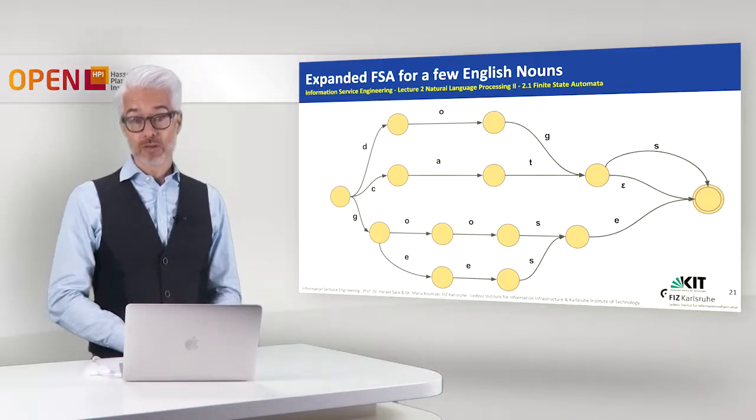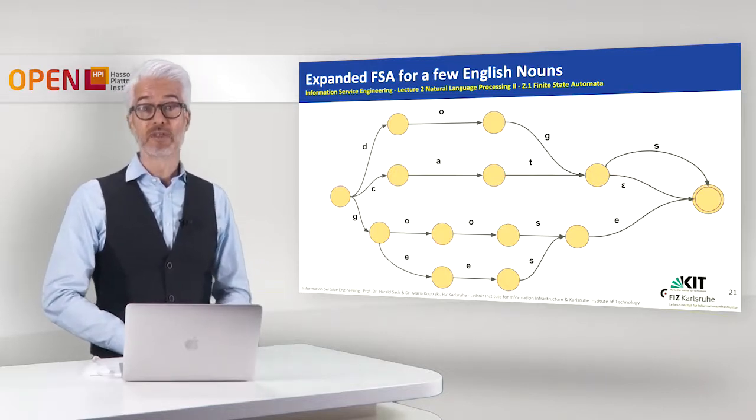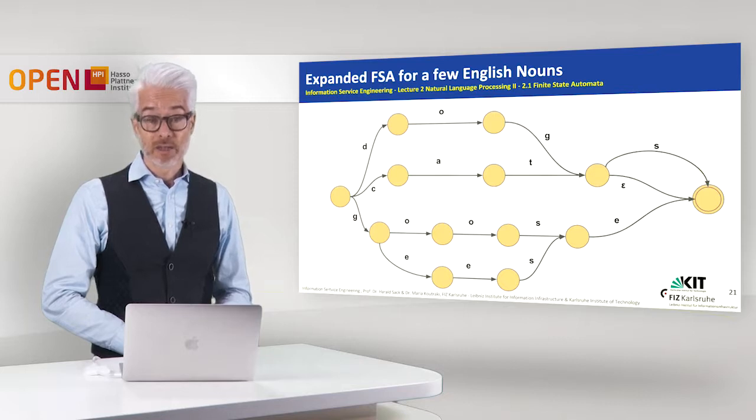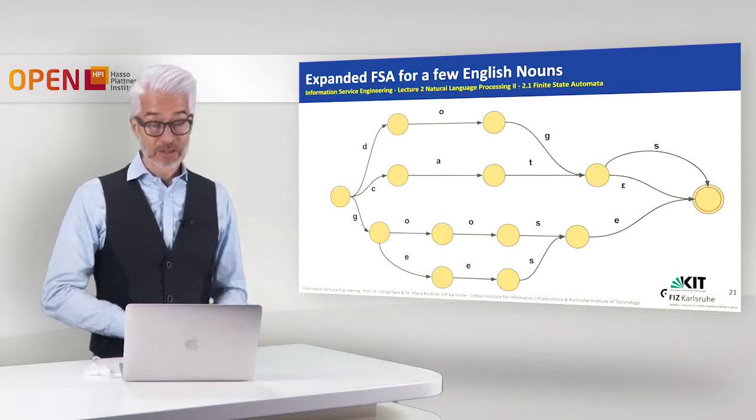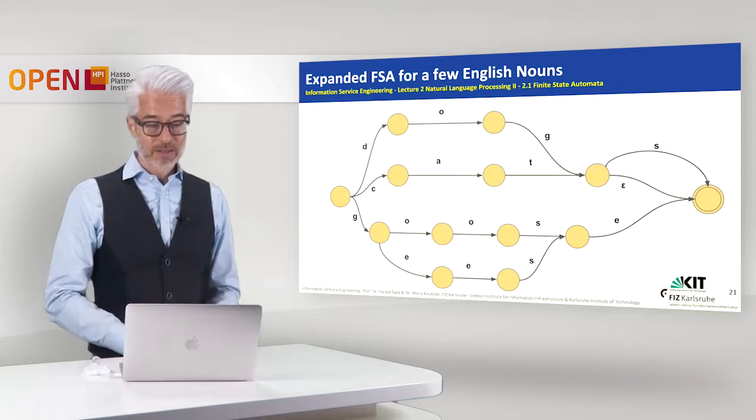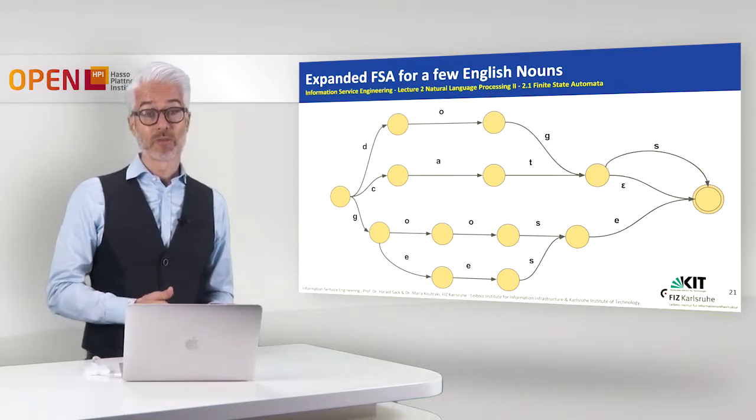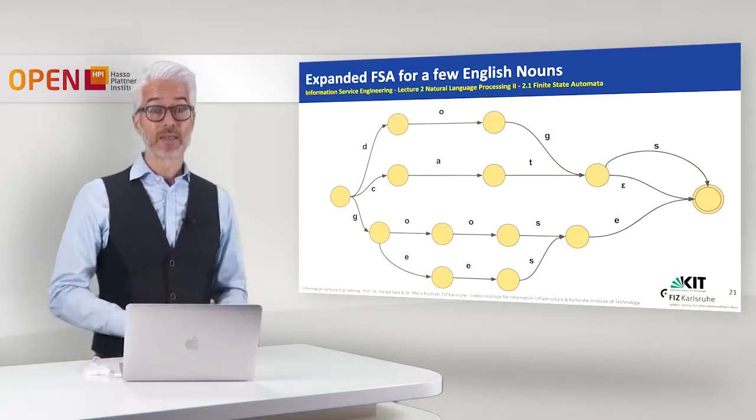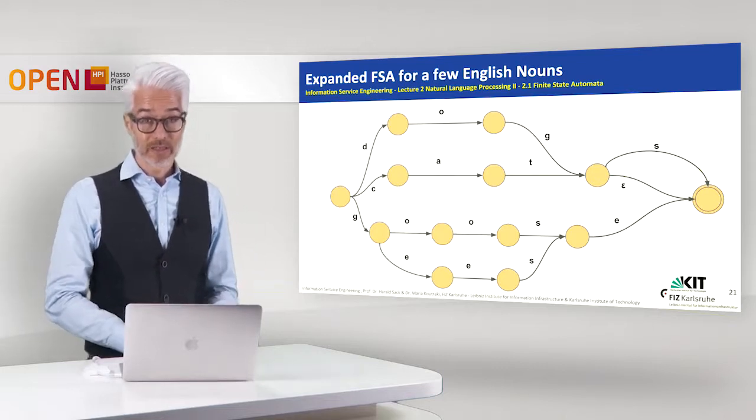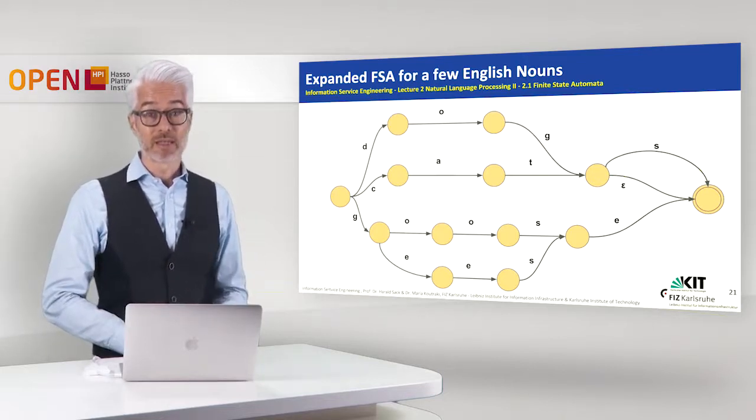First, we have goose, which is the singular, and then we have geese, which is an irregular plural. So this graph, for example, already subsumes two words, singular and plural, and then also it has an irregular noun where you also have singular and plural and accepts it in the end.